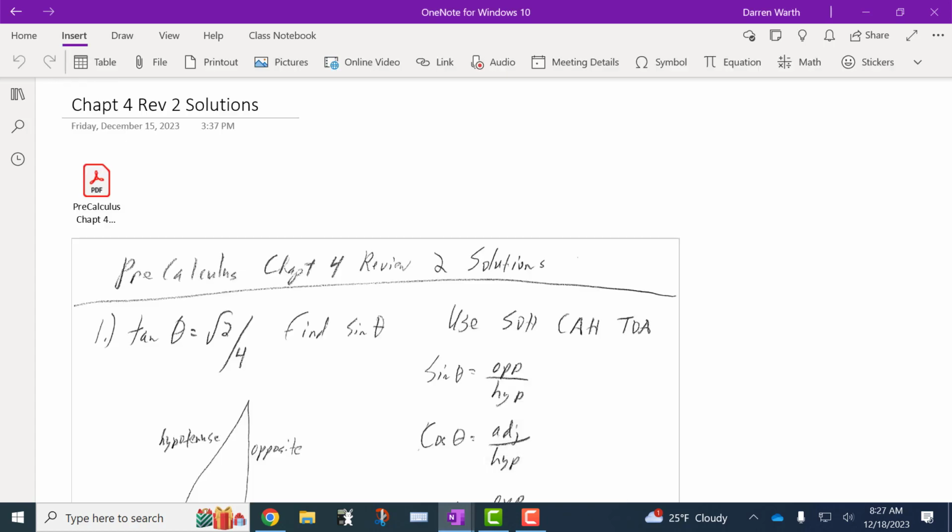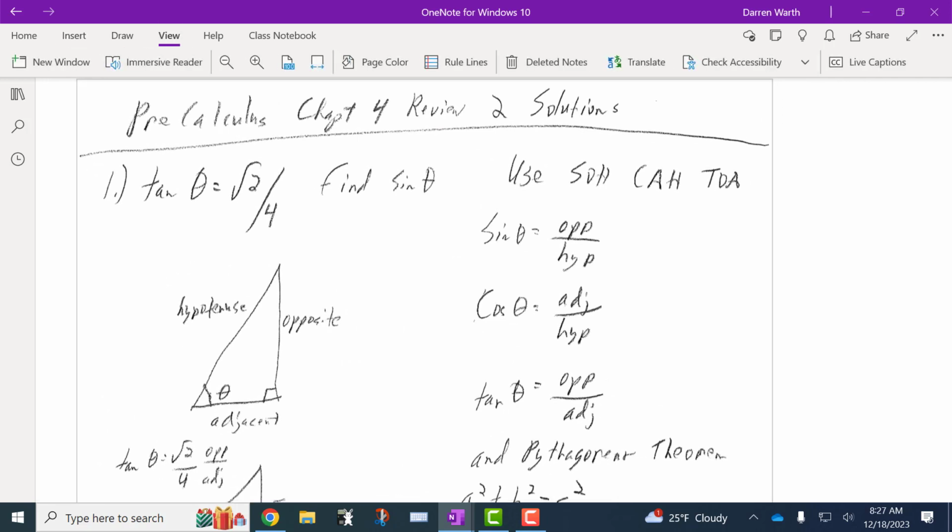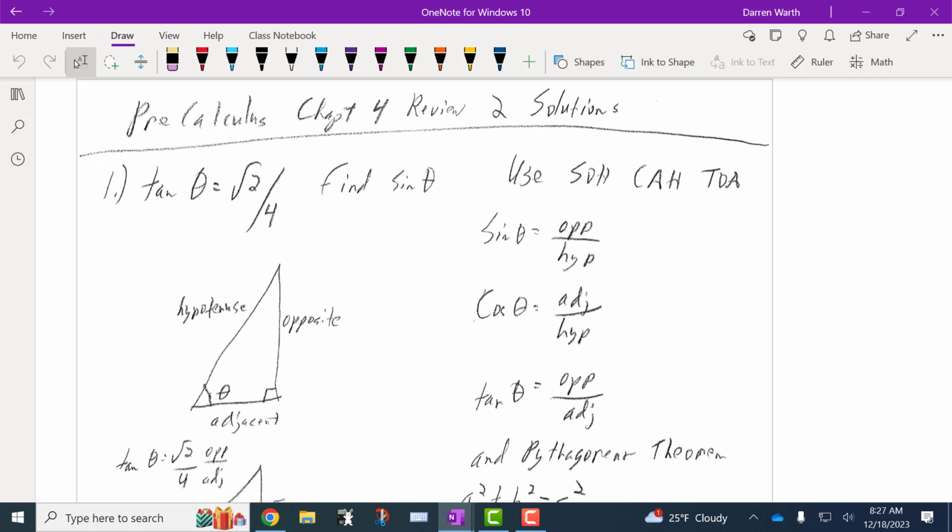So the very first thing you want to do is go ahead and sketch a right triangle. And remember, when you're sketching your right triangle, put it in standard position. That means theta is coming off of the coordinate system. Once you have theta established, the side that is opposite is over on the far side, then you've got the adjacent side, and then the hypotenuse. That's what your right triangle is going to look like.